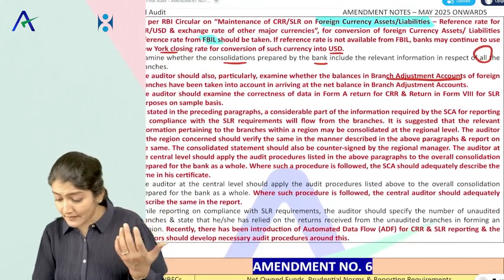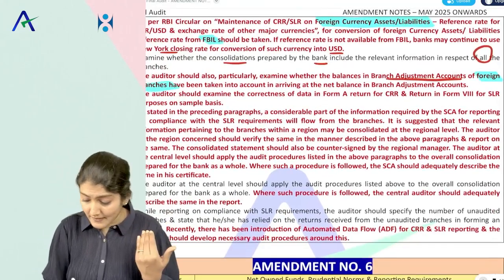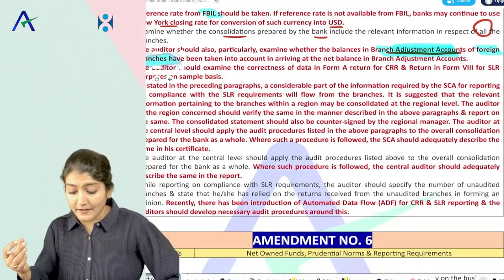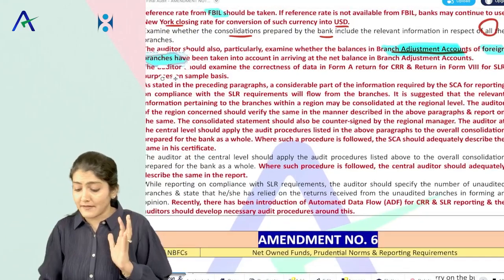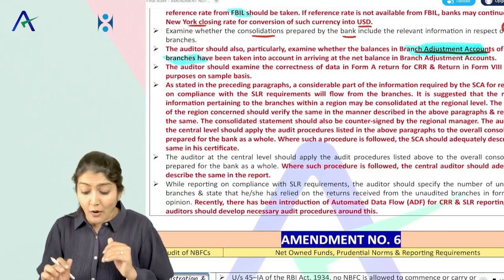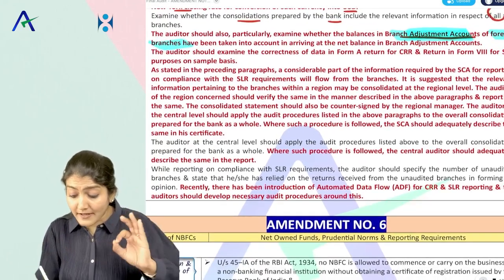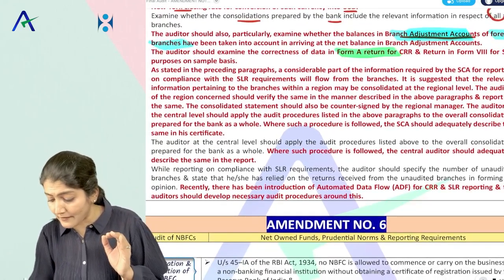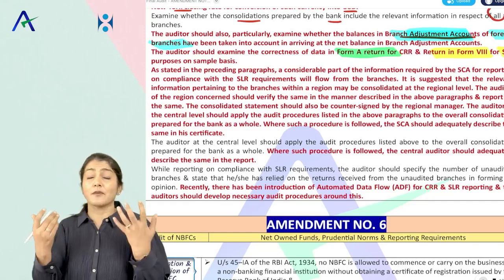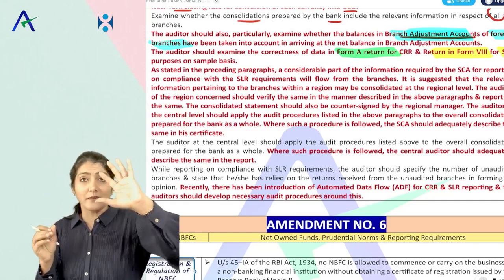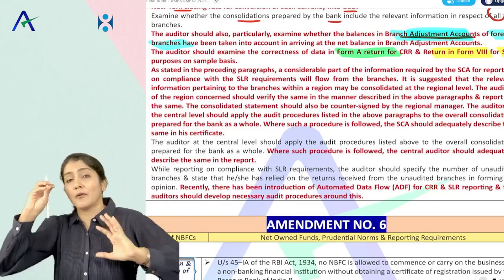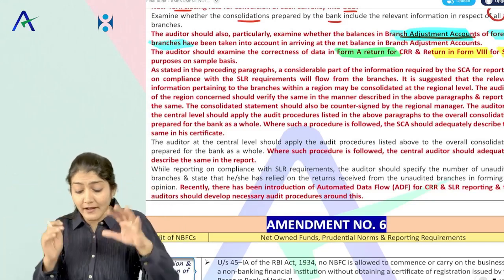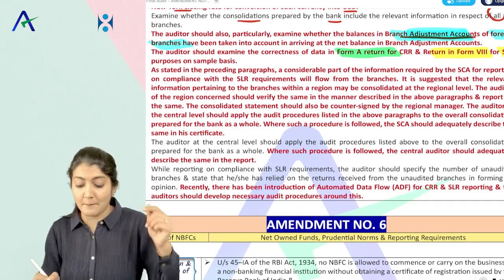Right? So what does it say? Foreign branches, right? The branch adjustment account. And the foreign branches have been taken into account in arriving at the net balance in the branch adjustment account. The auditor should also examine the correctness of the data in Form A for the CRR and the return in Form 8 for the SLR purpose on a sample basis. So whatever data has been given in Form A and whatever data has been put in Form 8, again, the auditor needs to check the correctness of the data on a sample basis.